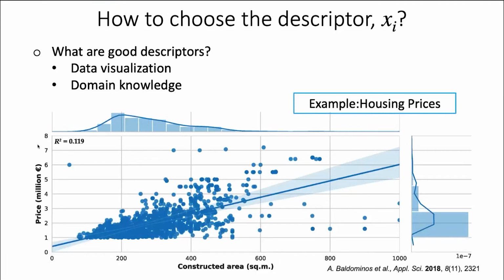So this is an example for housing prices. We're plotting the constructed area on the horizontal axis and the price on the vertical axis. If you look at the data, you might say, well, there's some sort of linear correlation here, and that might be a good metric. The constructed area might be a good metric for predicting the housing price. Okay, and indeed, that is certainly the case. It's not perfectly correlated, but there is certainly a correlation there.